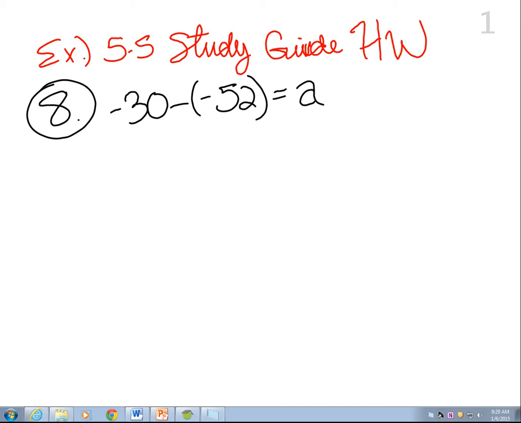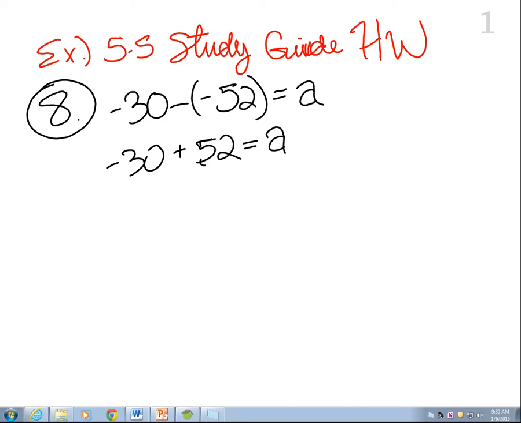Okay? Now with this one, what's one of the first things that I need to recognize? What should be going through your head when you see this right now? Brooke. The two negatives, and what was it about the negative? Show me right now. Yep. These two negatives are going to make a positive, so it's going to be negative 30 plus 52.